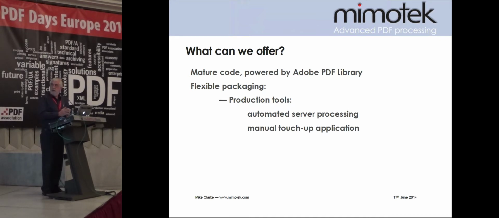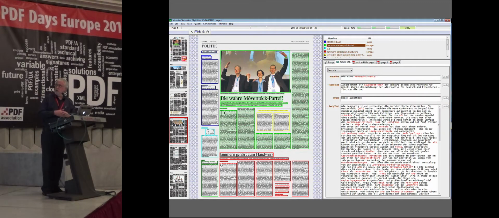We can offer different ways of packaging it. We have two production tools that people are using at the moment. First of all, an automated server that just processes PDFs and outputs our version of tagged PDF. And secondly, a manual touch-up application, because the automatic process is not always going to get it right, particularly on complicated newspaper pages. And here's just a couple of screenshots of the manual touch-up.